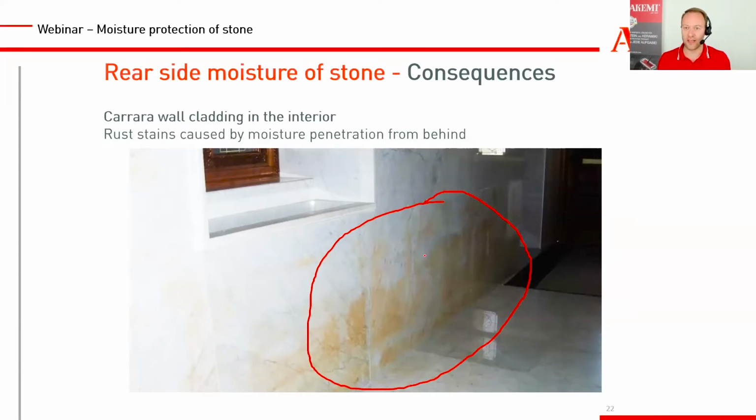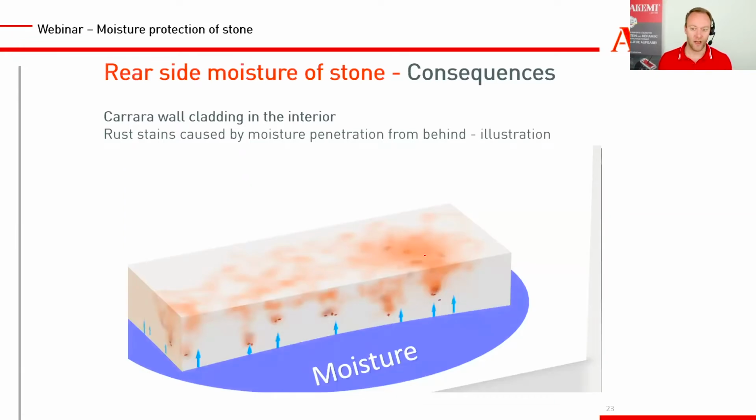Carrara usually does not rust when the rain comes from the top, because how much water does penetrate into the stone? Not much, maybe the first millimeter, and then it starts to evaporate again. But when there is constant water underneath the stone, pushing through the stone, the iron starts to rust. And I think we showed it here in this illustration.